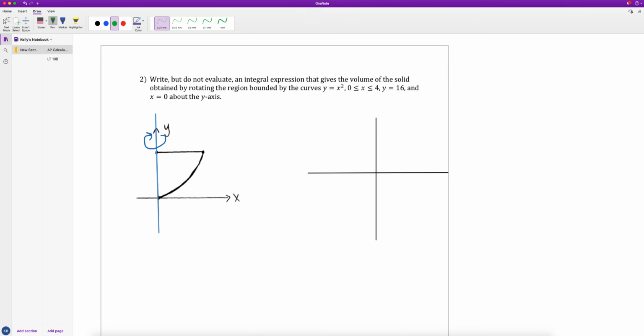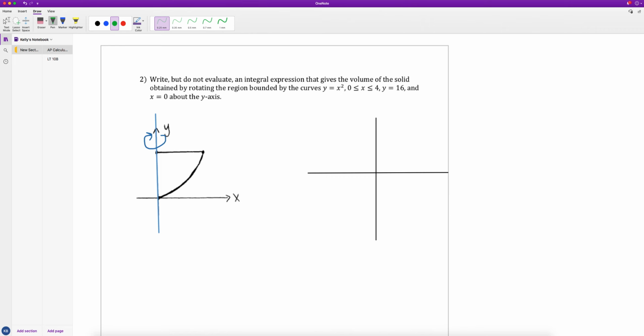of the solid obtained by rotating the region bounded by the curves y equals x squared. X is bounded between 0 and 4. And I also know that y equals 16 is bounding this, and so is x equals 0, and I'm rotating about the y-axis. So let's label this picture so we know what's going on.